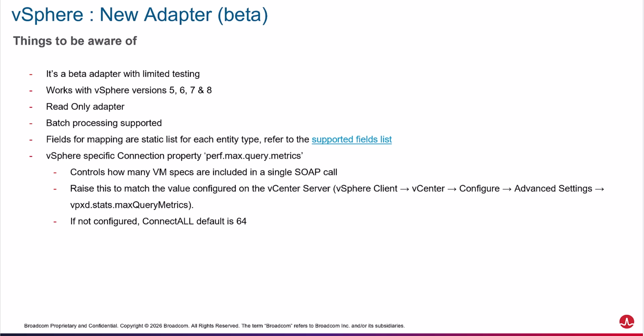So if the limit is 64, we will not be able to get 64 VMs at once. How many we will be able to get is 64 divided by 5, in case you are mapping 5 metrics to be retrieved, which involves an extra API call. So if we tune this to a higher value, it reduces the round trips. We'll be able to get more VMs' details in one API call.